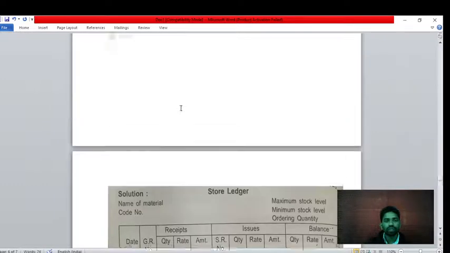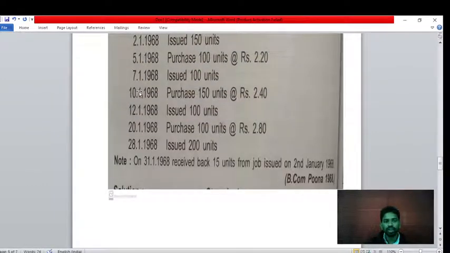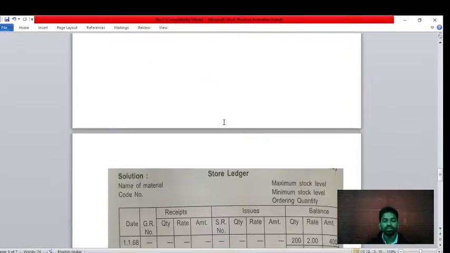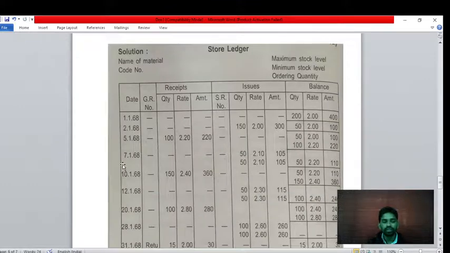Next, on 7th January 1968, issued 100 units. So 100 units we have to issue, and we have to use the FIFO method, first in first out. From the first lot we take the 50, and from the second lot we take the 50. The 100 we issued, but at which rate?